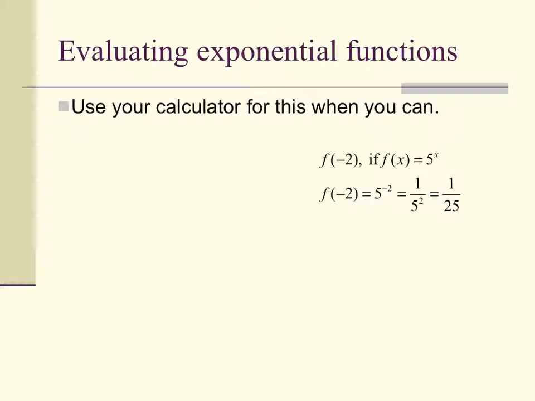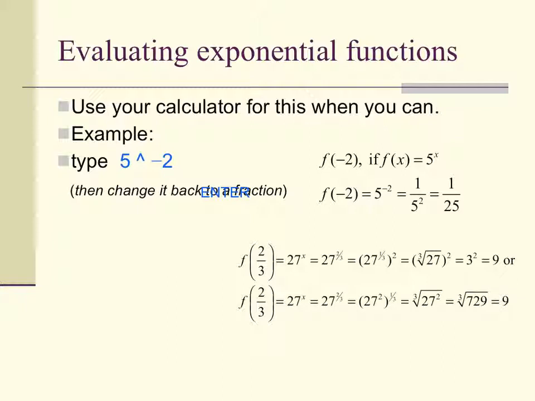If you want to enter it in your calculator, you enter 5 and the little carrot top, or what I call a hat, negative 2, and then enter. And then you can change it back to a fraction. You do that in a couple ways depending on your calculator. On the graphing calculator, you go to the math menu and there'll be a fraction or a decimal key, and then you can play with that to find out which way to go.